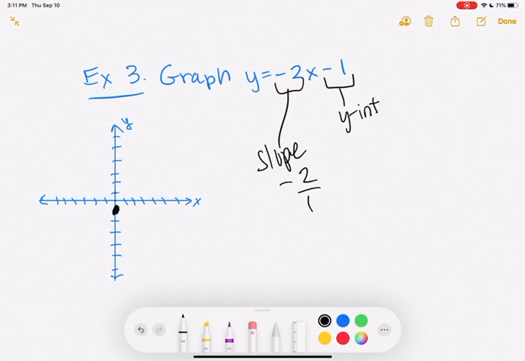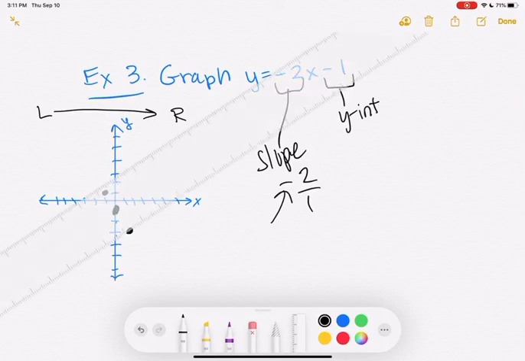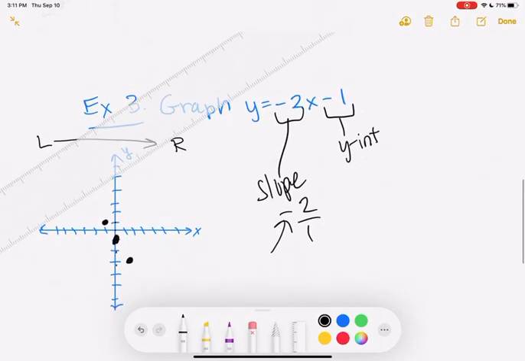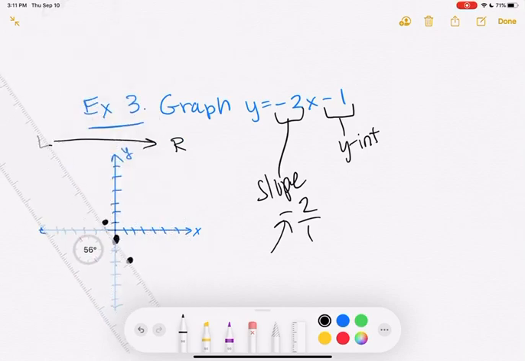Should I go to the left or to the right? I should go to the left because in the end, left to right, just like how I read a sentence, since this is a negative slope, it needs to go downhill. Okay, if I start at that y-intercept and go down 1, 2, I could also go over to the right, just as long as it still has that negative slope. And we got it.